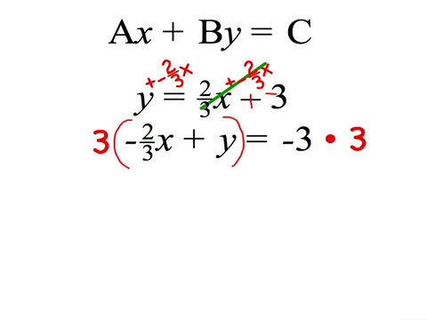Now we're very close to standard form, but the negative 2/3 is not an integer, so we're going to multiply everything by 3. We apply the distributive property. 3 times negative 2/3 is negative 2, in this case negative 2x. 3 times y is 3y, and negative 3 times 3 is negative 9.